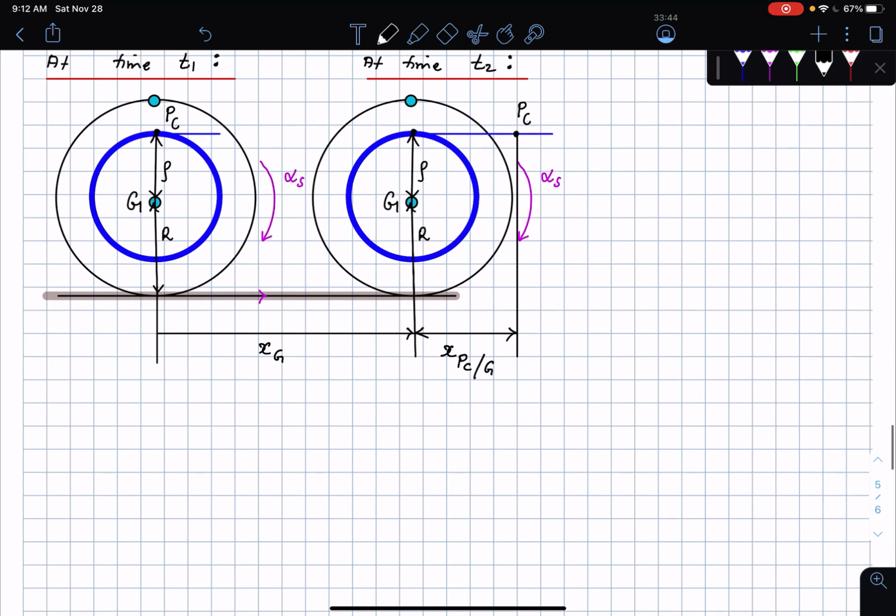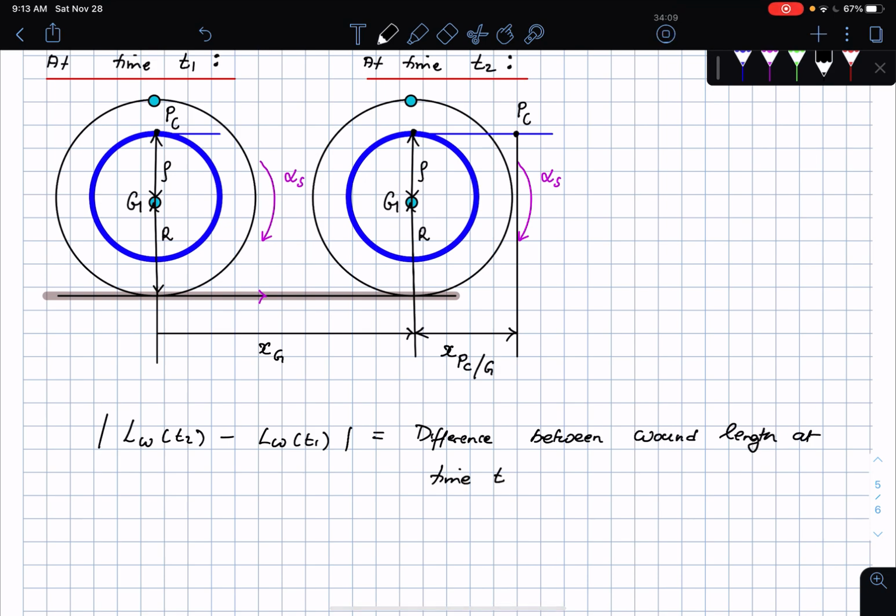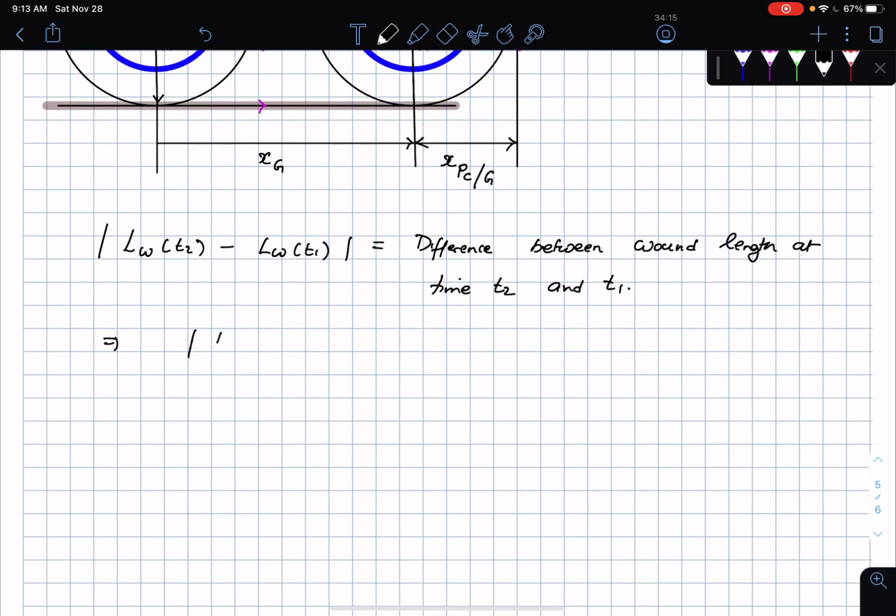Okay, so that is the distance, which means that the wound length at time t1 and t2, if I take the difference between the two, the difference between the wound length at time t2 minus the wound length at time t1, which I'm going to call delta L wound, is just x of PC relative to G.